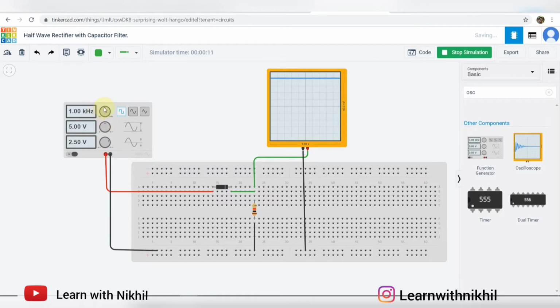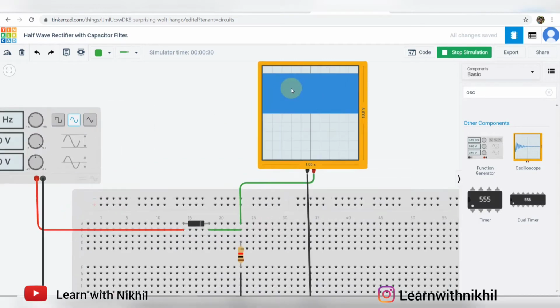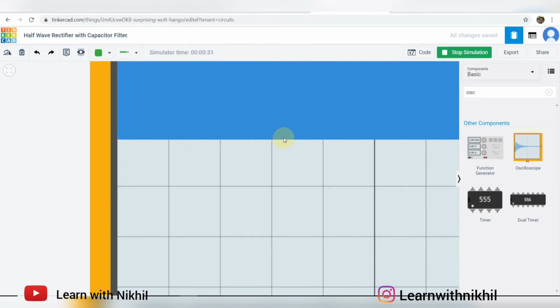I'll decrease the frequency. See, if you change the frequency, this is changing. I'll change the frequency to 100 Hertz. DC offset, I'll make it 0, and we want the input of a sine wave. So I'll go to sine, amplitude voltage, can keep it at 10. You can see the sine wave is there, but it is very close.